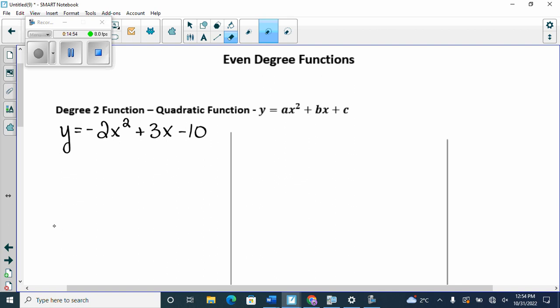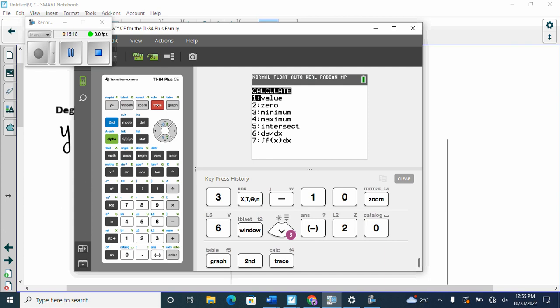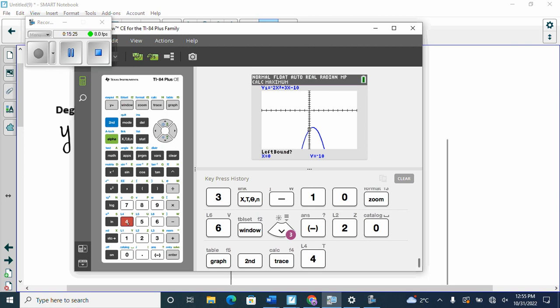This graph has a maximum. We agree? And we want to calculate something. How do we calculate stuff? We go second, trace, because what's the word behind trace? Calc. We're calculating. When we're pressing second, we're no longer actually using the buttons. We're using the little words above the buttons. So second trace makes me calculate. And am I calculating a min or a max? A max. So I need number 4.